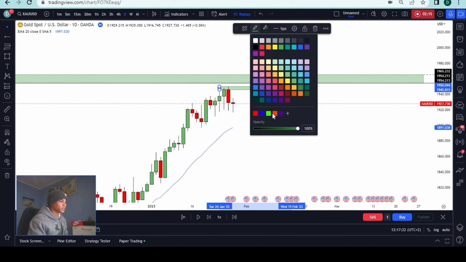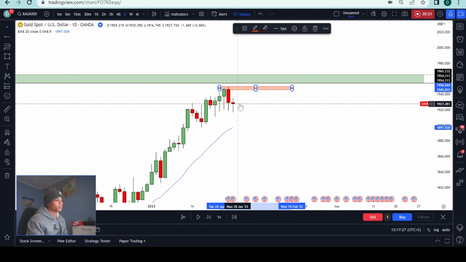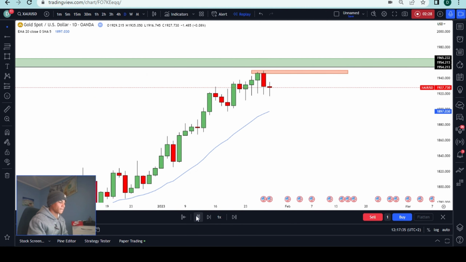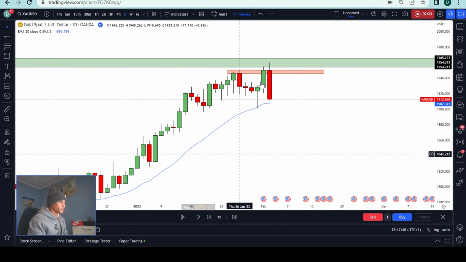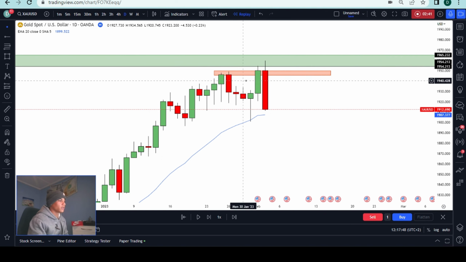Now I'll make this a different color. So right now we are waiting for price to pull back into this area since we have our first top. So let's push the market forward. So right there we have our second top. As you can see there, guys, this is very important. This is actually what I want you to see: even though these wicks are above this orange box, price still closed within this box.